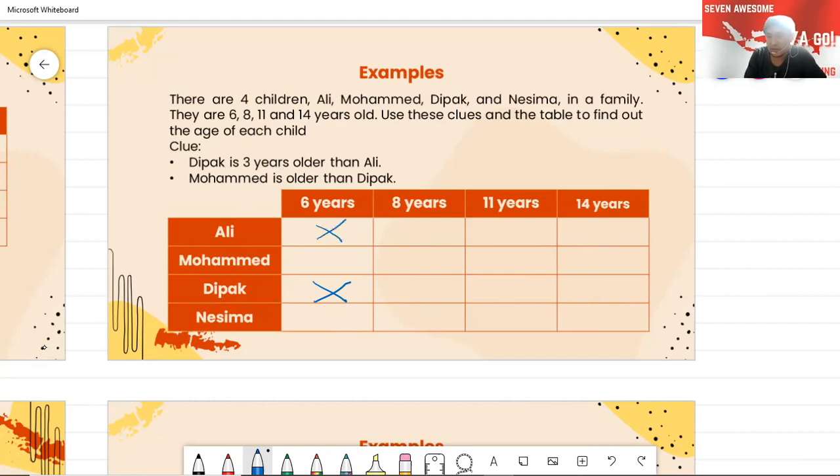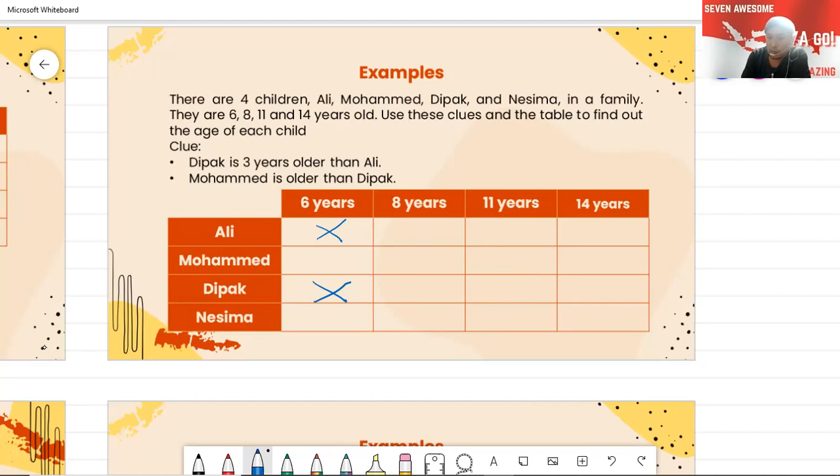Okay, now how about this? 8, 6 and 8 cannot. This and this. Oh, still, because the difference is 3. We still cannot conclude which one is 1.